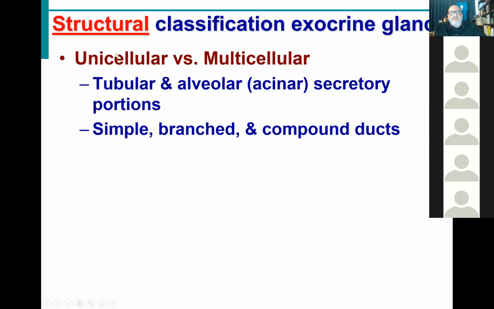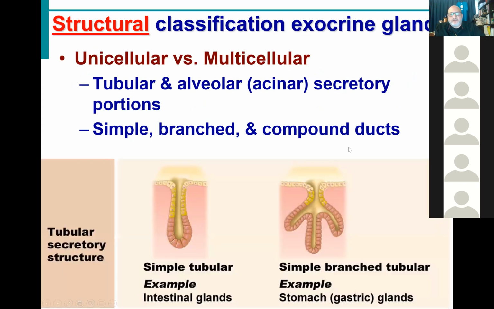Notice again, we can have unicellular, multicellular, either tubular or alveolar secretory structures. We talked about branching: simple, one duct, one gland. Branched, one duct, multiple glands. Compound, two or more ducts, two or more secretory structures. And here are the pictures from your textbook.